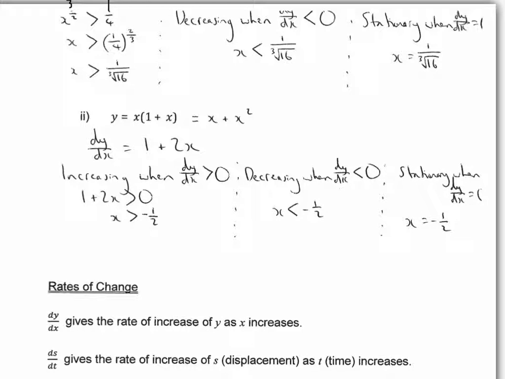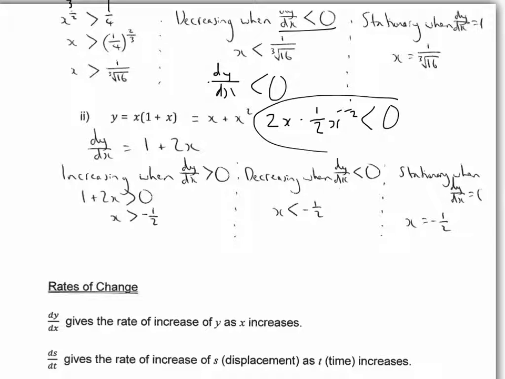Your initial statement would be that dy dx is less than 0. We've already got that up there. And that gives you 2x minus a half, x to the minus a half would be less than 0. And you could see that all the algebra you do with this will be exactly the same as the algebra I did over there. The only difference is that I would keep this sign here the other way around. So I find out this time that it's decreasing when x is less than that value.